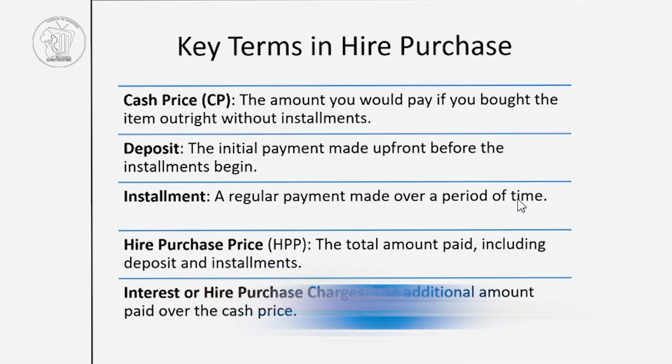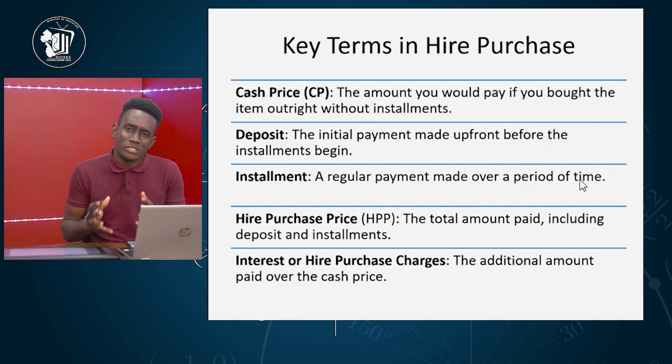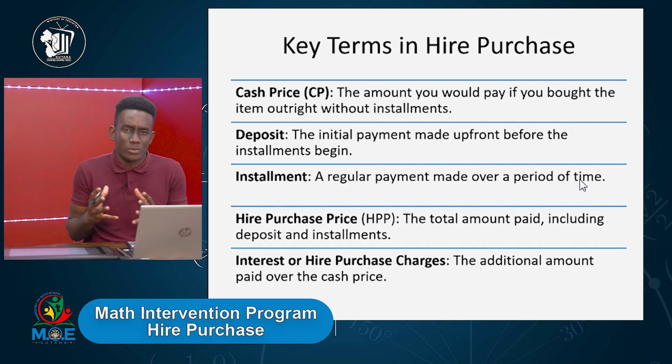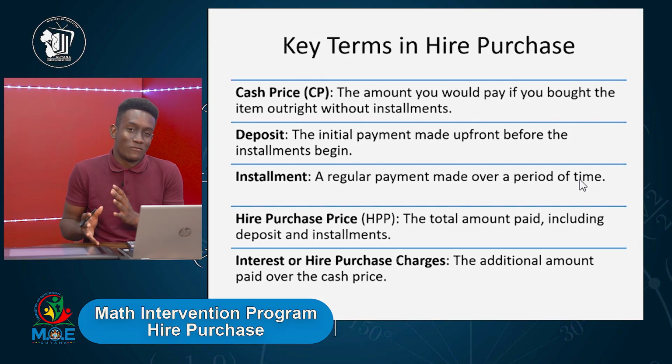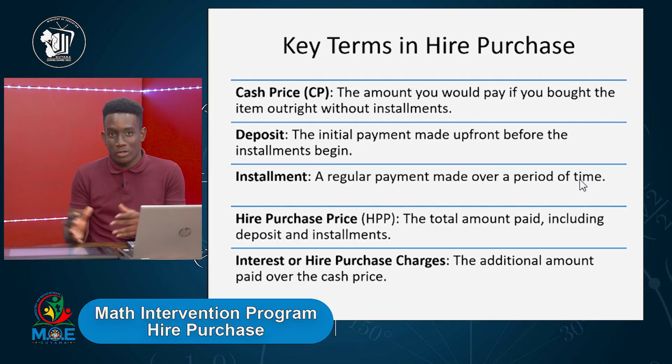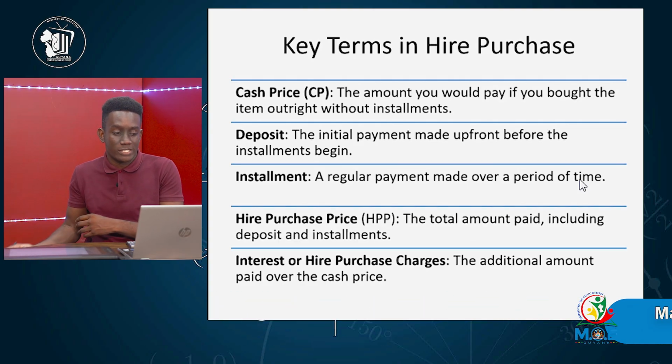And the next term would be the installment. The installment is the regular payment that you make probably each month over a period of time. Most times it's monthly, sometimes some stores do it weekly, but in our scenario, we'll do monthly. And the next one is the hire purchase price. The hire purchase price is the total amount paid, including the deposit and the installments. So after you go through the entire period by paying all the installments, you add up all of that plus the deposit that you initially made, and that will give you the hire purchase price.